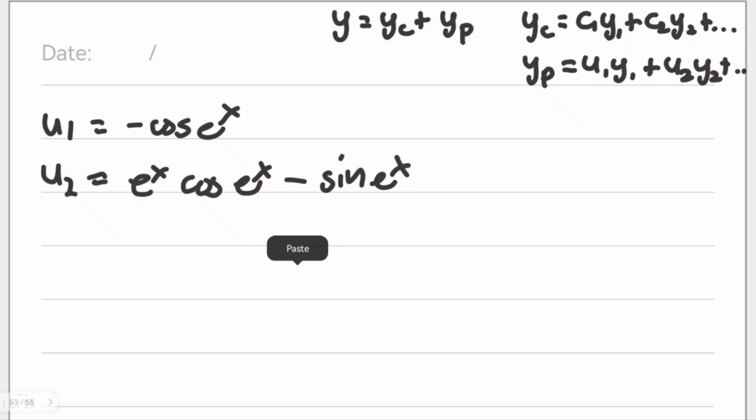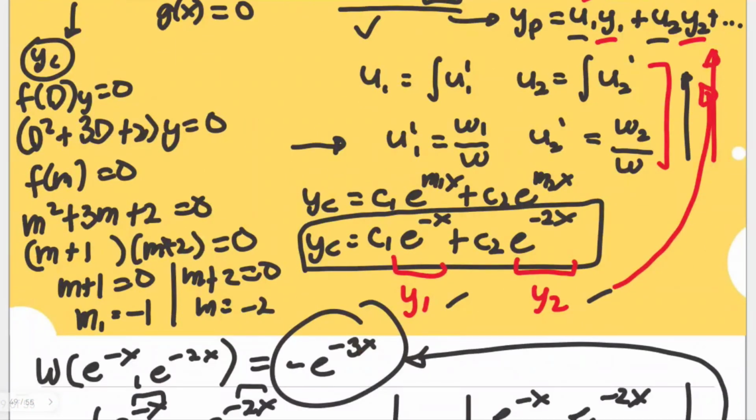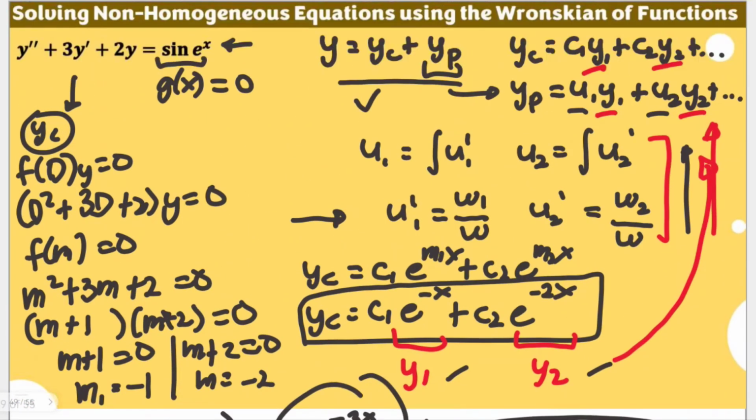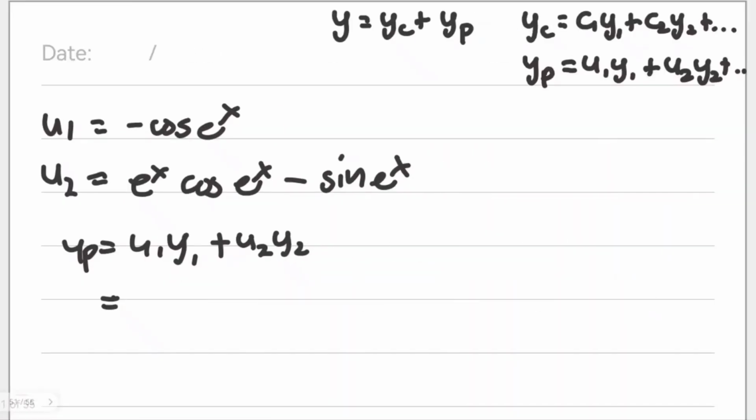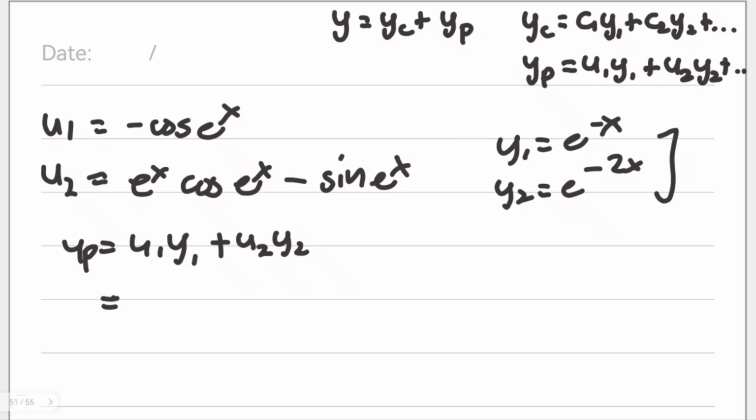Now, our y sub p is just equal to u sub 1 y sub 1 plus u sub 2 y sub 2, so simply multiply them. And by the way, don't forget that our y sub 1 is e to the power of negative x and y sub 2 is e to the power of negative 2x. Let me also write it here. By the way, if you interchange these, some of our solutions will also be interchanged because the w sub 1 and w sub 2 together with the Wronskian will also be changed.